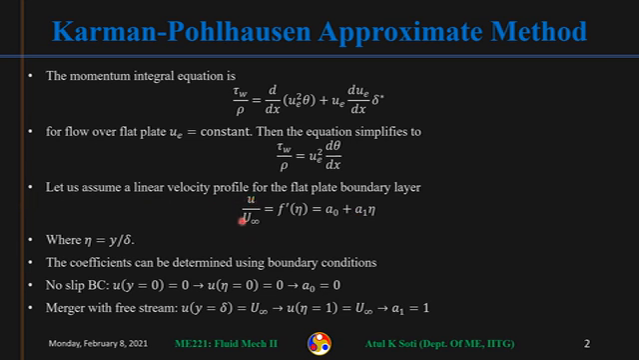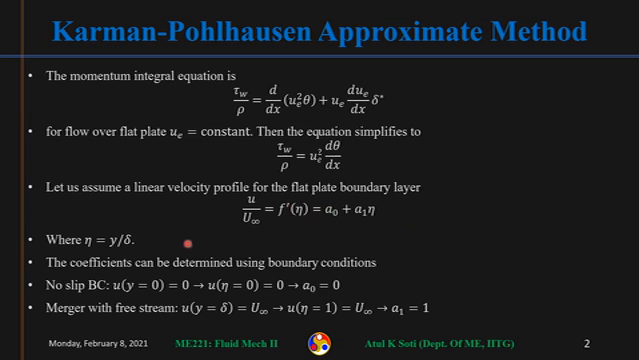So u by u infinity, which was f prime eta, is a linear function, that is a0 plus a1 eta. So within the boundary layer, the non-dimensional velocity profile is linear. That is our assumption. Now what are these two constants, a0 and a1? How do you find them? Eta is simply y by delta, as we had seen in the Blasius equation.